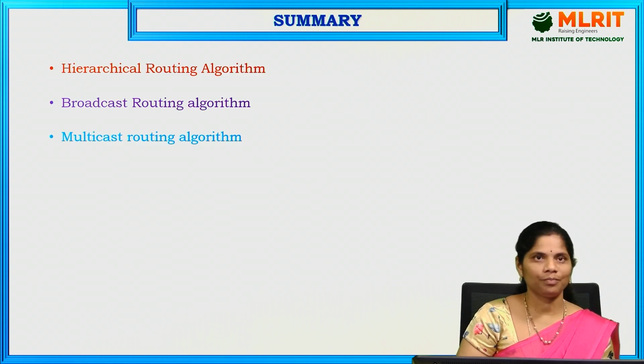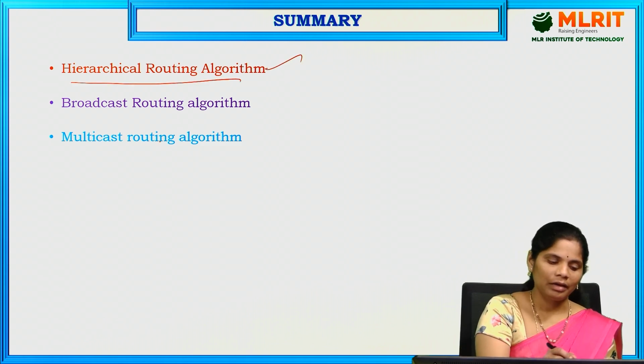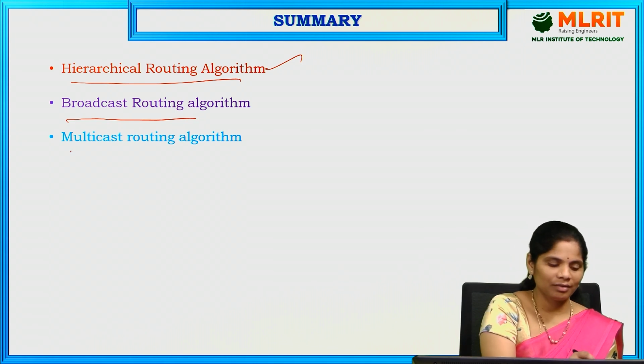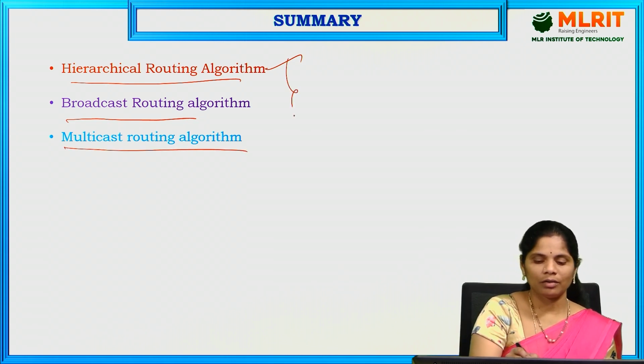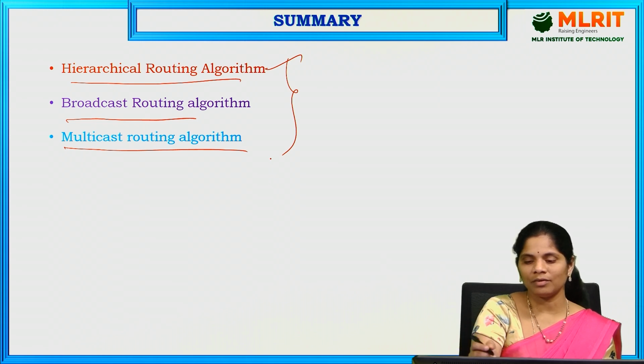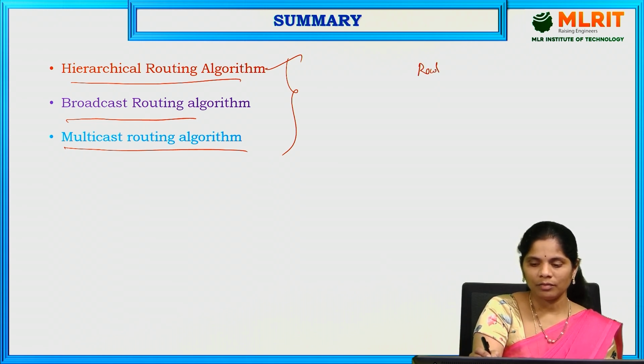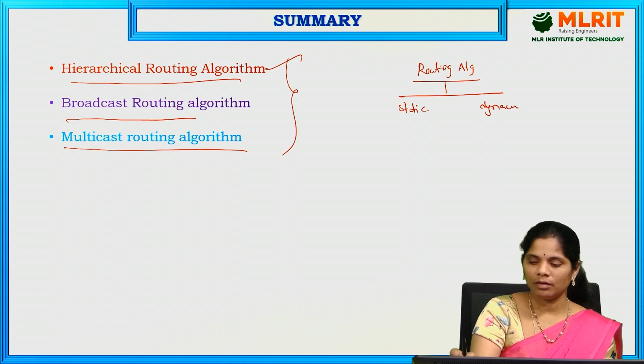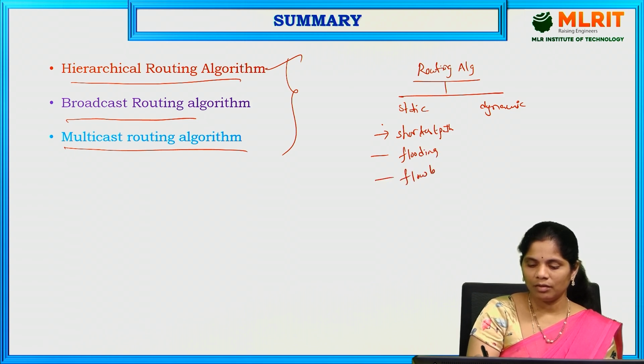Coming to the summary, in today's session we discussed what is the hierarchical routing algorithm, next we discussed the broadcast routing algorithm, and next the multicast routing algorithm in routing algorithms. These are all the routing algorithms. Finally, we discussed total routing algorithms. They are divided into static and dynamic. Static has the shortest path, Dijkstra's shortest path algorithm, and next flooding, and flow based. These are considered static.